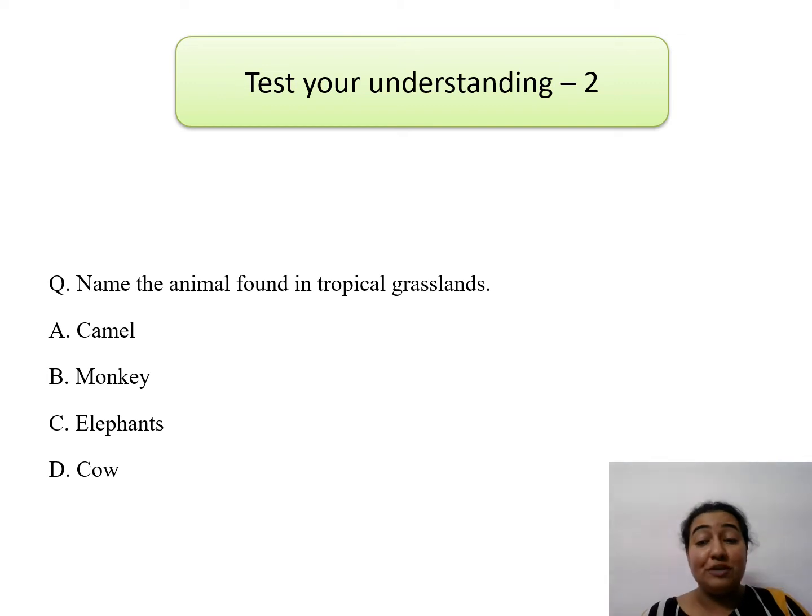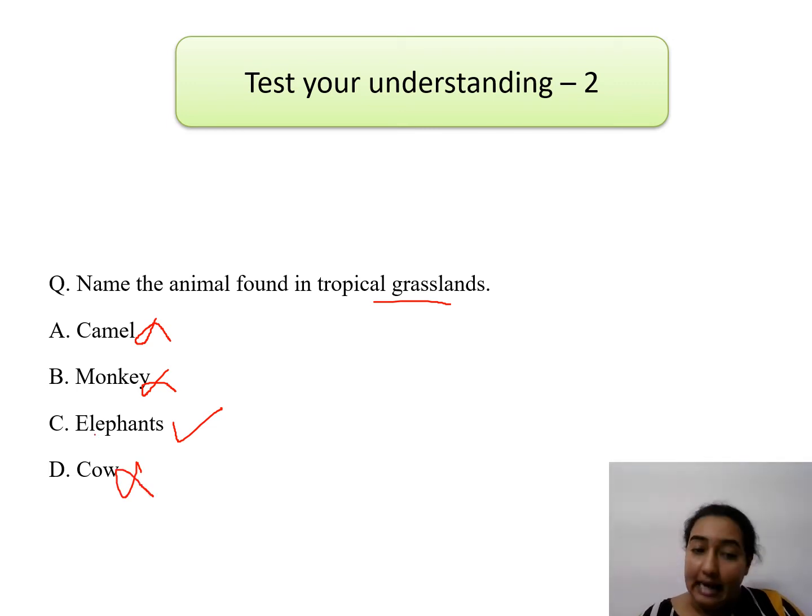Yes, before we proceed further to our next topic, there's one question for all of you. Name the animal that is found in tropical grasslands. We just now discussed the main features of tropical grasslands. They were neither too hot nor too cold, moderate, near the equator. So think which animals can survive. I don't think a camel can survive because he needs extreme desert-like areas. Monkeys, no. Elephants, yes. Cow, no, not at all. So elephant is the correct answer.